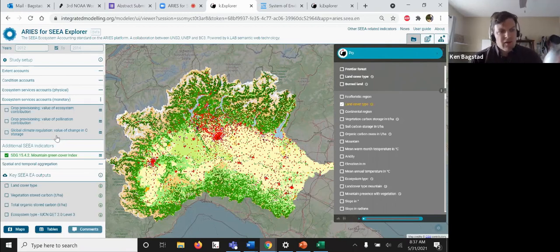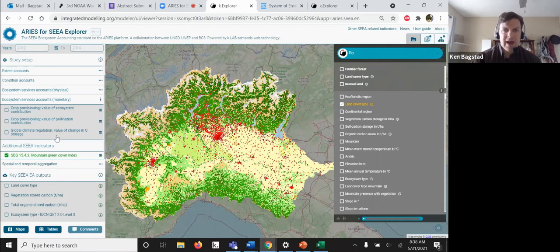One of the constraints of ARIES, or I should say one of the guiding parameters in developing it so far, has been that we wanted models that would run anywhere on Earth, and that a user could customize for their area of interest. So for valuation, that's pretty tough because valuation at large scales is hard.